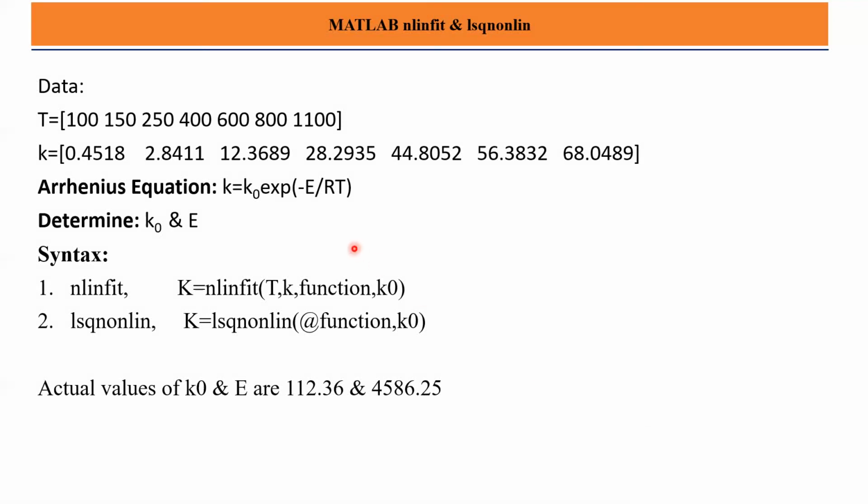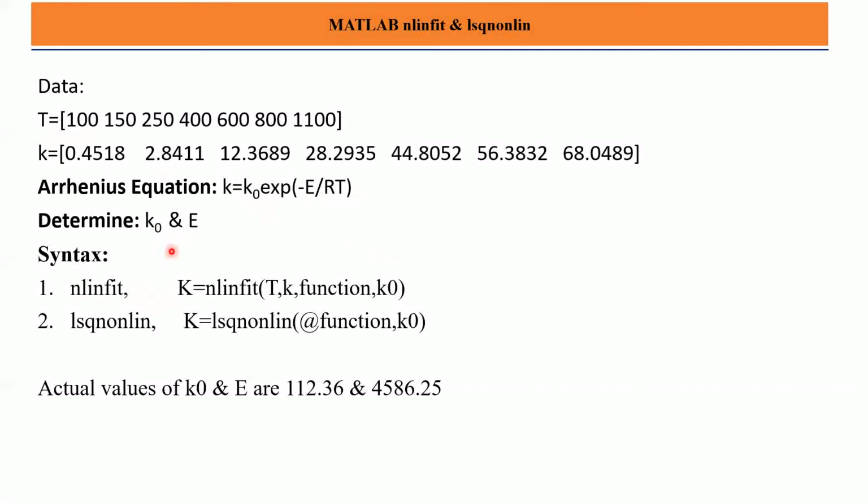Hello friends, suppose we have been given data for t and k and we need to fit this data into the Arrhenius equation, k equals k naught exponential minus e by RT, and by fitting this data we need to calculate k naught and e. So for this purpose we will be using two MATLAB inbuilt functions, nlinfit and lsqnonlin.